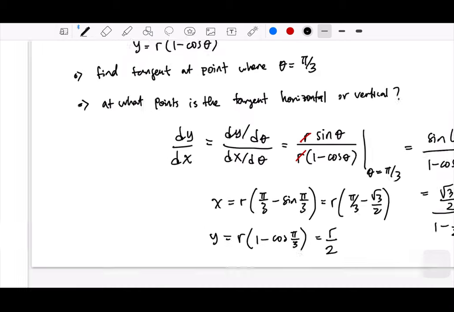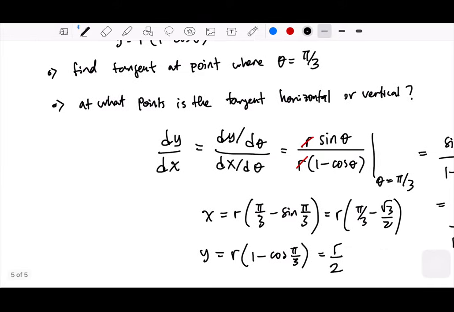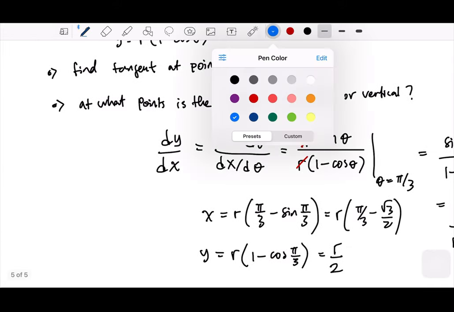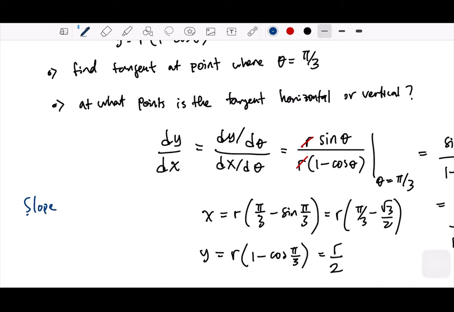And we can have the slope with this, okay? The slope will be square root of 3, so the equation will be y minus r over 2 equals square root of 3 times x minus the whole x there.